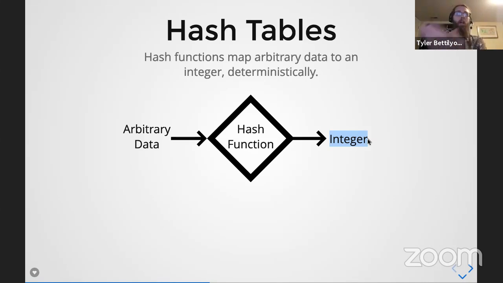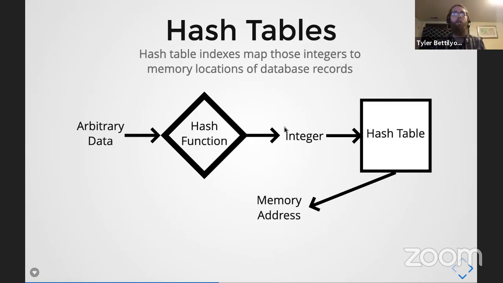Okay, so that integer that comes out of the hash function, which is called the hash code, is used as a key lookup in your hash table.